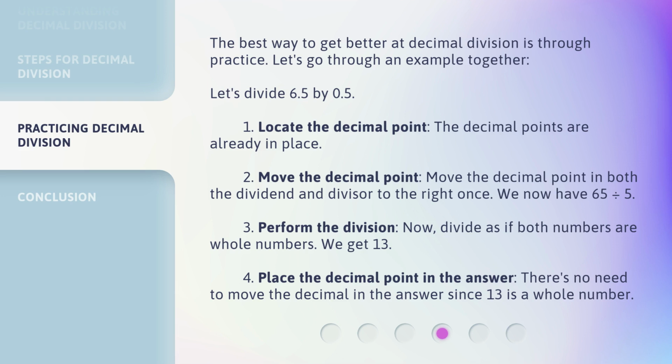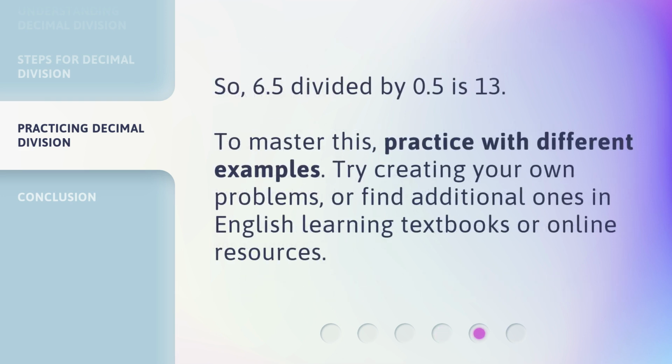3. Perform the division. Now, divide as if both numbers are whole numbers. We get 13. 4. Place the decimal point in the answer. There's no need to move the decimal in the answer since 13 is a whole number. So, 6.5 divided by 0.5 is 13.